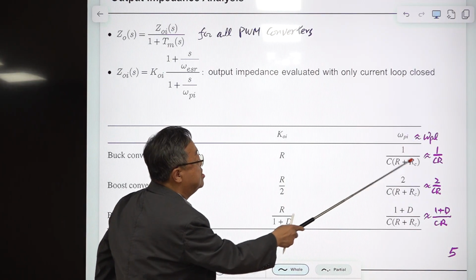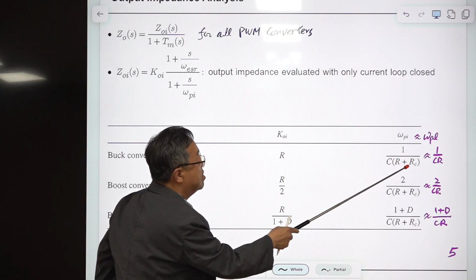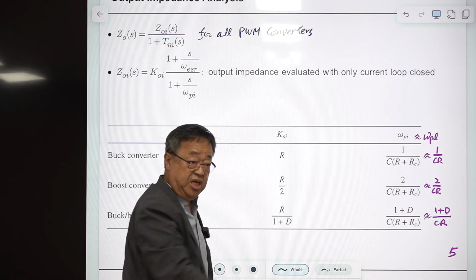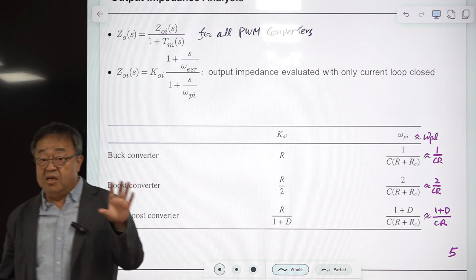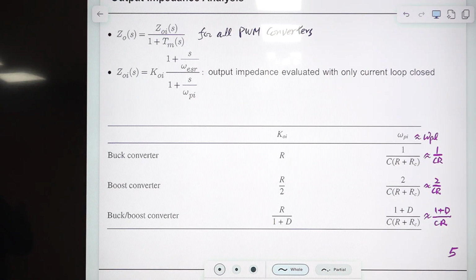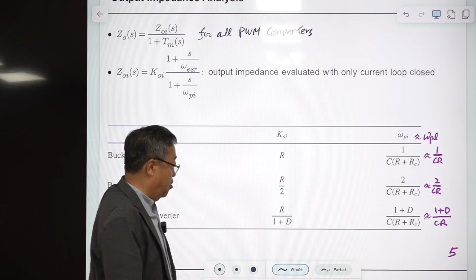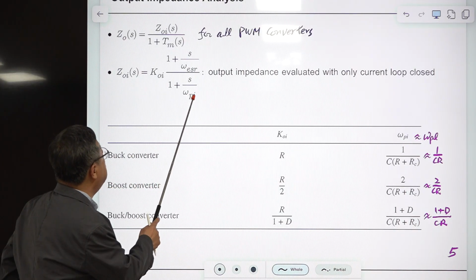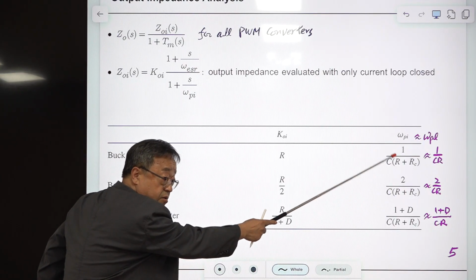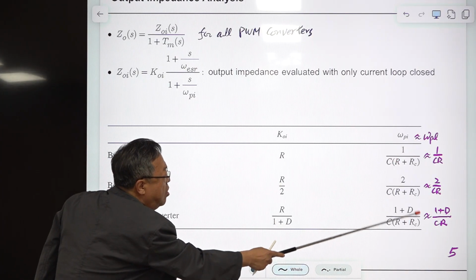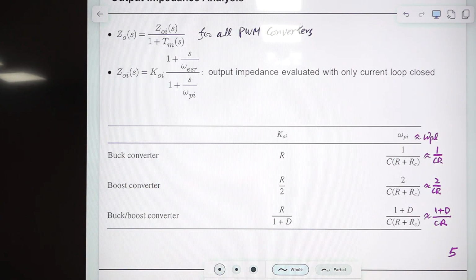But usually RC is much, much smaller than R. Then you ignore this, this, and this. That is the expression of omega PL. We used this in the analysis of the current loop, the loop gain shaping, the asymptotic construction of the loop gain. We use this parameter, so they are practically the same. So we replace omega PL with omega Pi. That is very accurate because this one is very small.